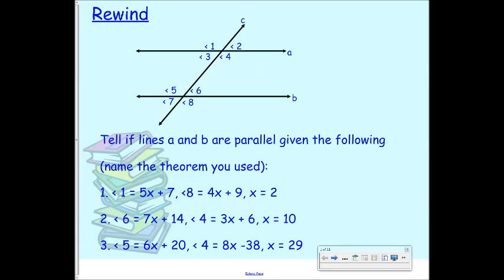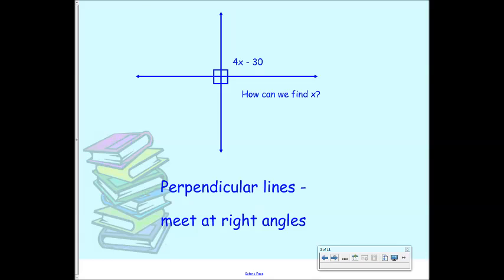All right, so then the last thing that's going to show up on your quiz is perpendicular lines. Perpendicular lines tend to be a little bit easier because there's really only one thing you need to know about them. Perpendicular lines make what type of angles? Right angles, which means they are always worth how many degrees? 90. So how could we find x if I give you this? Equal it to 90, exactly.